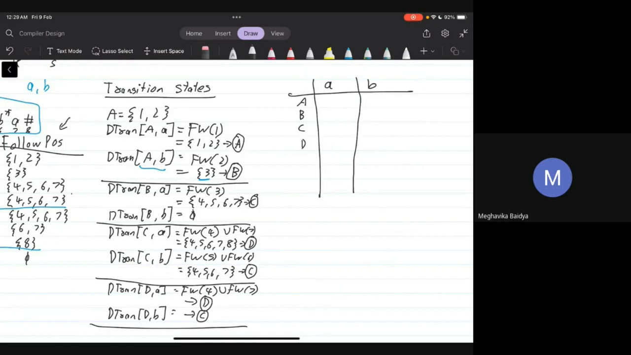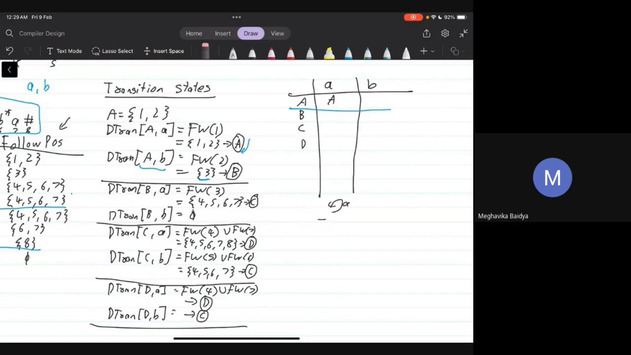So now say for A, where does it go with the input A? For A and A, it's 1 and 2. What is 1 and 2? Dtran of A comma A, that is A, right? This one. So you write this A here. But why are you writing A again? Because there's a state A, and when it gets an input A, it goes back to itself. Ah, understood.